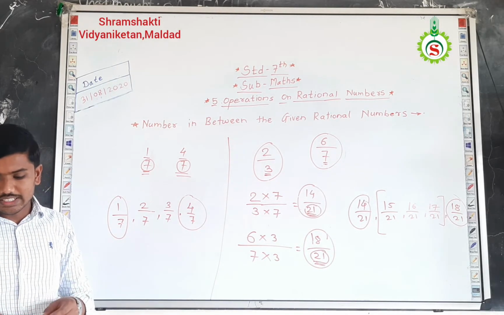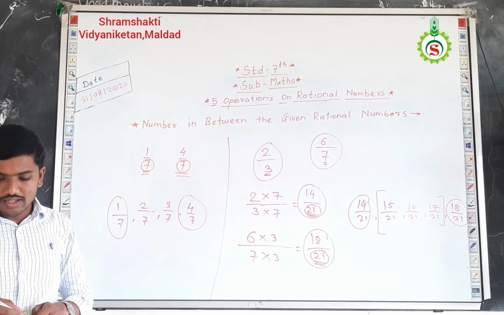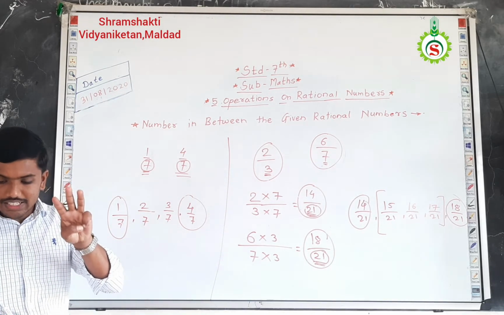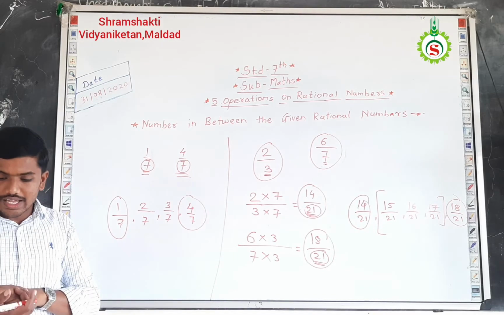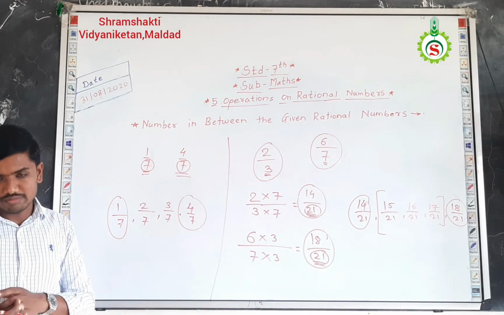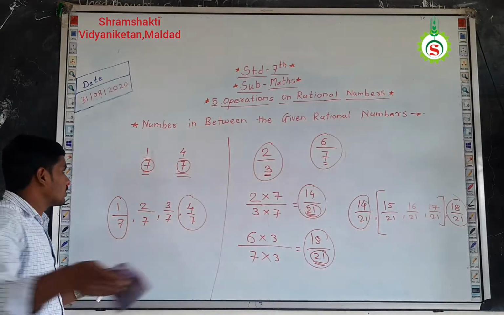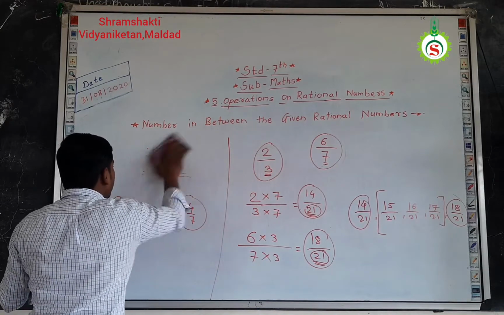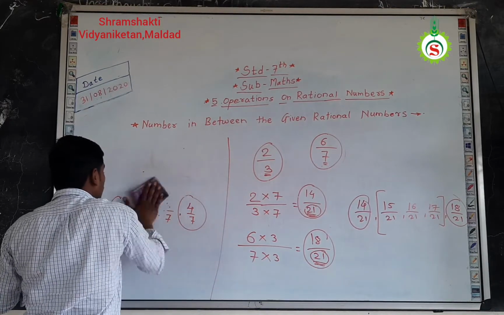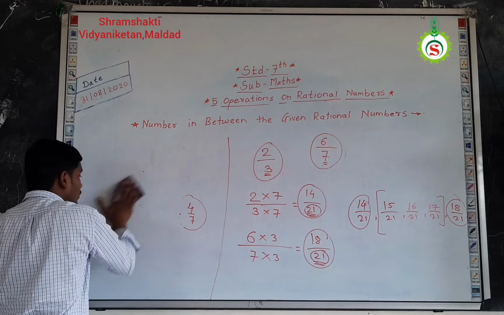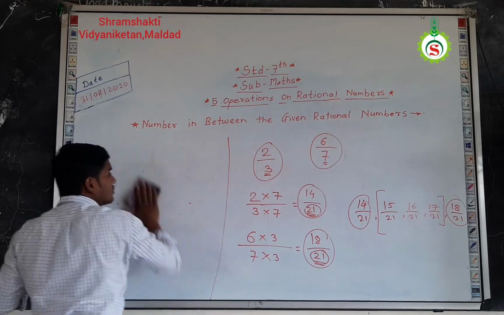So into that practice set 23, there is a question: write 3 rational numbers that lie between the two given numbers. Okay. So that we are going to see from your exercise. We will take some numericals. Okay. First numerical is very simple.